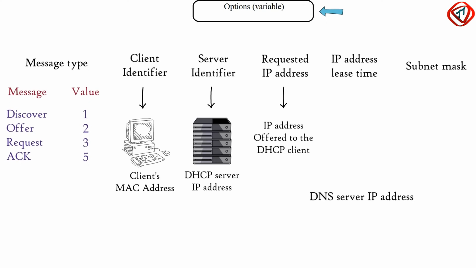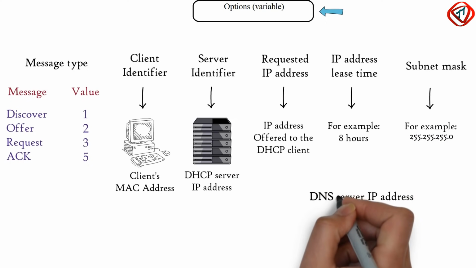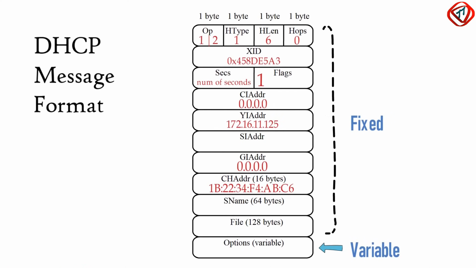IP address lease time represents the time till when the client can use the offered IP address, for example 8 hours. Subnet mask, for example 255.255.255.0, and DNS server IP address, which contains the IP address of the DNS server. So this is the basic format of all DHCP messages, containing a variable and a fixed portion. Now we can start with the DORA process in detail.